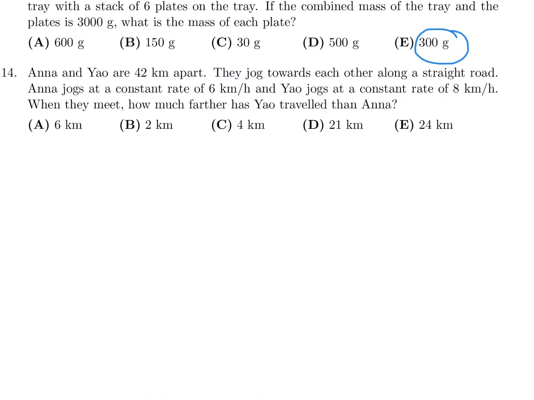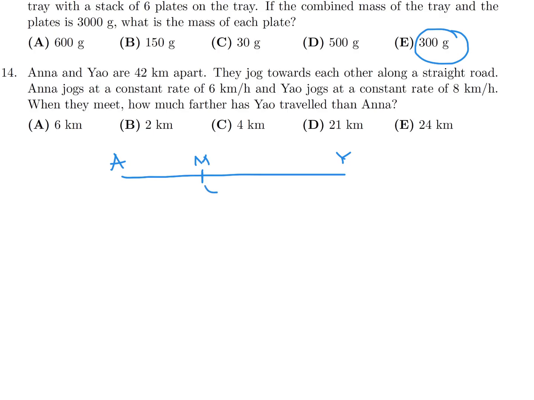Anna and Yao are 42 kilometers apart. They jog towards each other along a straight road. Anna jogs at a constant rate of 6, Yao jogs at a constant rate of 8 kilometers per hour. When they meet, how much farther has Yao traveled than Anna? Let's put A on one end, Anna, and Yao at the other. And who's running faster? Yao's running faster, so let's say this is where they meet. Let's put M for meet.